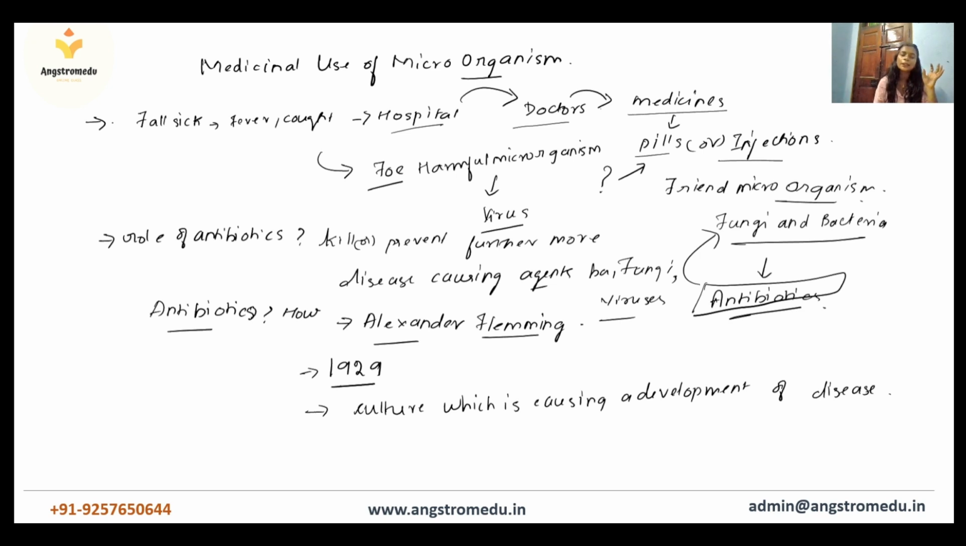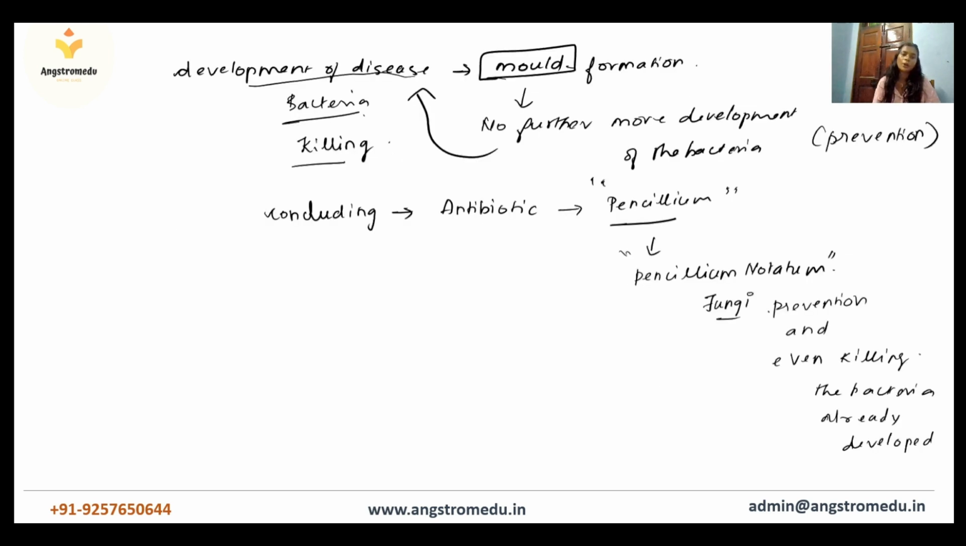While developing a culture of the disease-causing agent, he was doing some experiment on the development of a disease by a bacteria. He found that there was a development of disease with the bacteria. After some time, he noticed that there was a mold formation over that. After the mold formation, there is no further development of that bacteria, and it is even killing the bacteria which is already developed. So he concluded that this is an antibiotic.